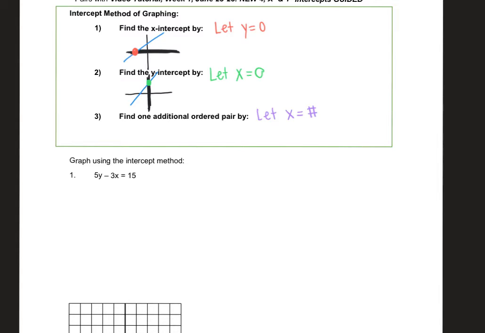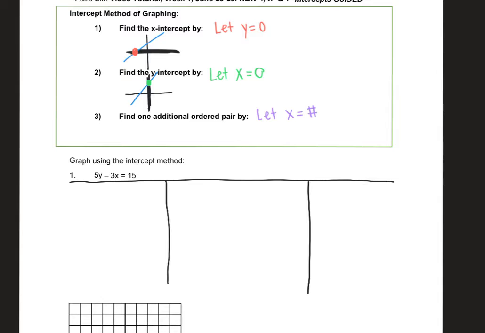So looking at this, I'm going to do a line underneath. I'm going to separate this into 3 kind of compartments. The first, I'm going to find the x-intercept. Second, I'm going to find the y-intercept. Third, I'm going to find my other point.